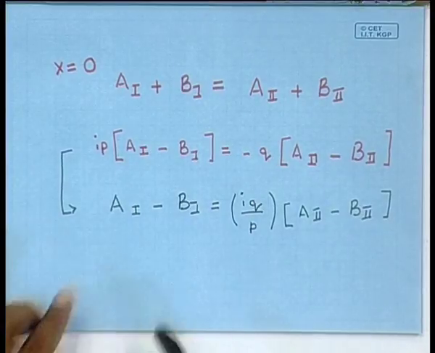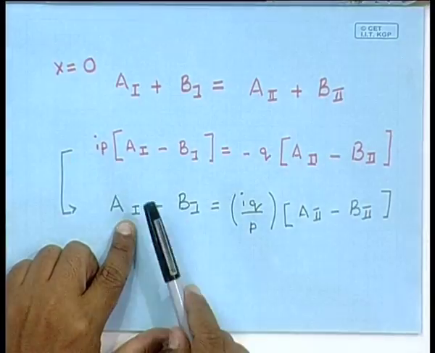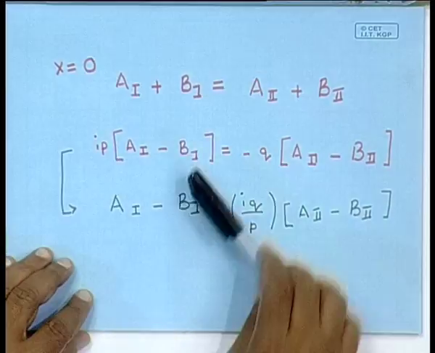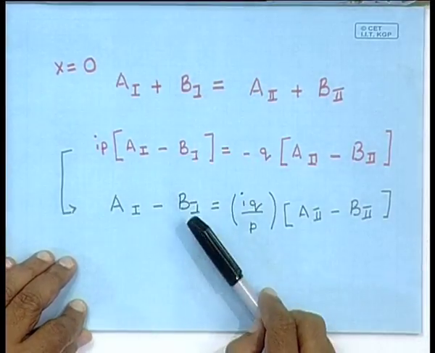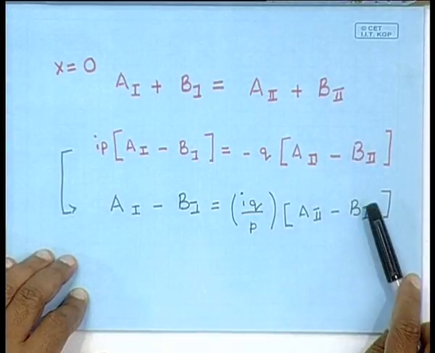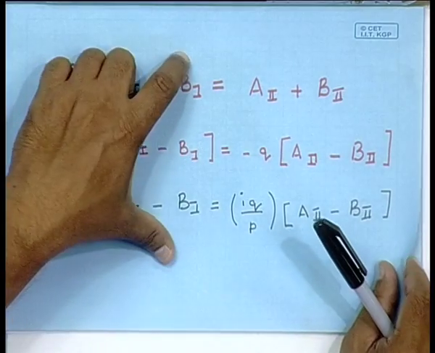So, this gives us relations between A2 and B2 with A1 and B1, and it is quite obvious that we can solve both of these and get A2 in terms of A1, B1. We could also get B2 in terms of A1, B1, which I had told you we could do, but we will not do this right now.